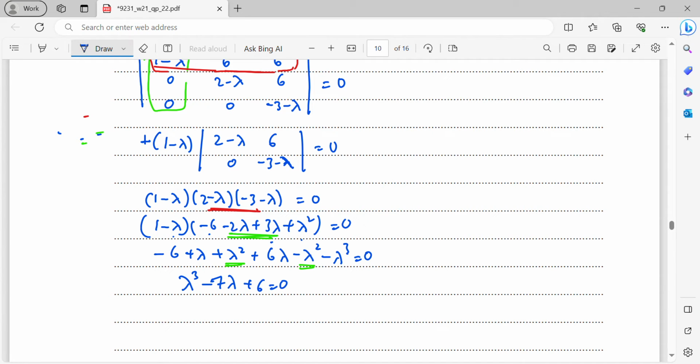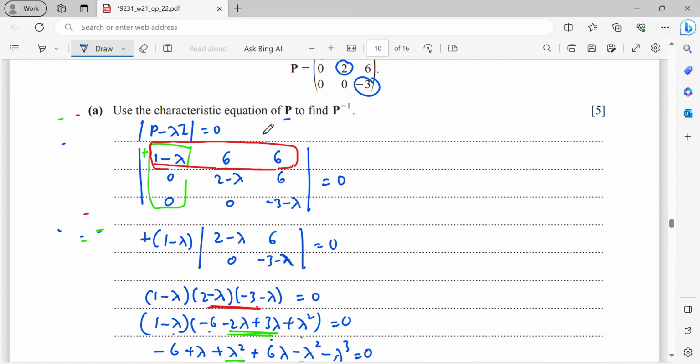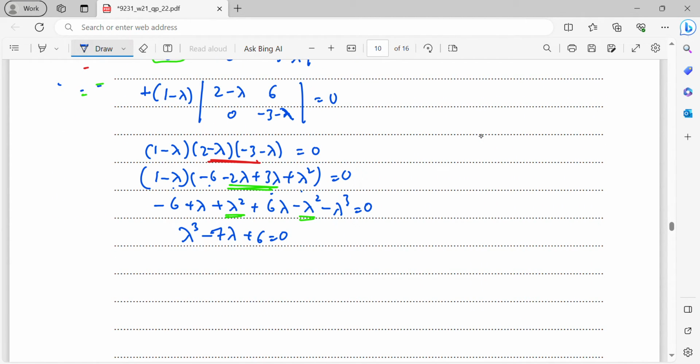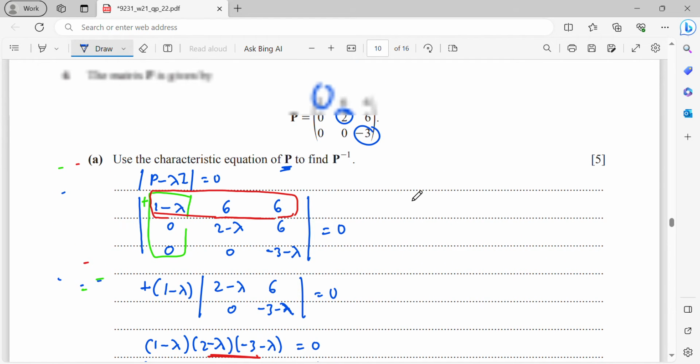Okay, then from here, since you need to get the equation of P, the lambda cubed will be changed to P cubed. The 7 lambda will be changed to 7P. The 6 will be changed to 6I, so that it is a matrix. The I is the identity matrix. Now, we need to use that equation to find P inverse.